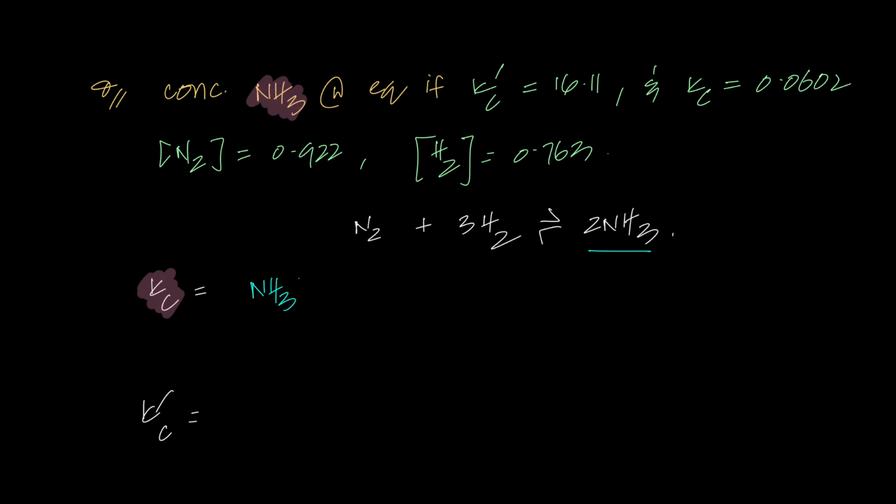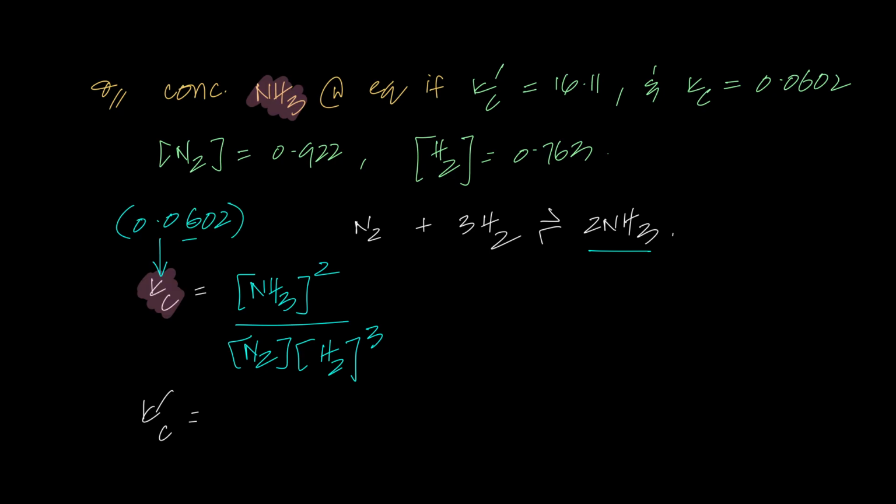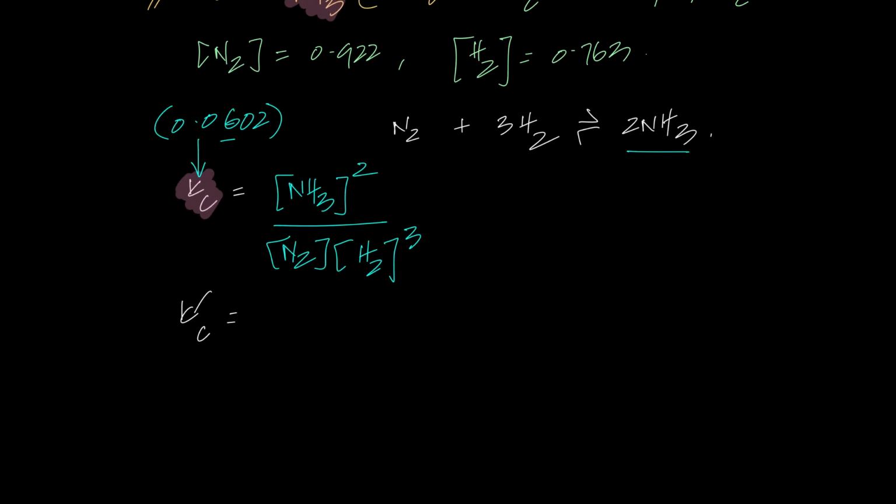NH3, the product, should come at the top. Kc equals the concentration of NH3 squared divided by the concentration of N2 times the concentration of H2 at equilibrium raised to the power 3. But if I use this expression, which Kc value should I plug in: 16.11 or 0.0602? It should be 0.0602, because that's the Kc for the forward reaction. That's the value you need to plug in, and it's pretty basic math.